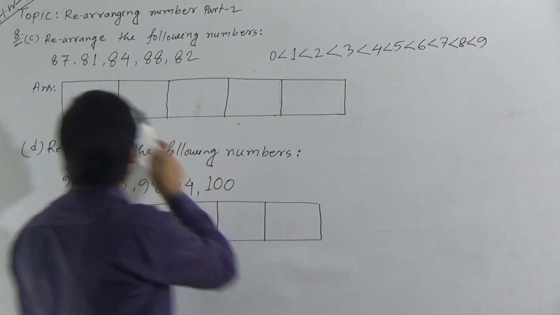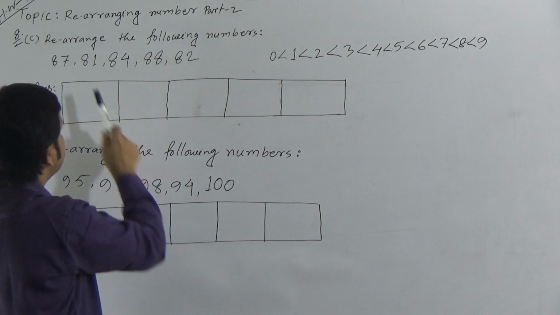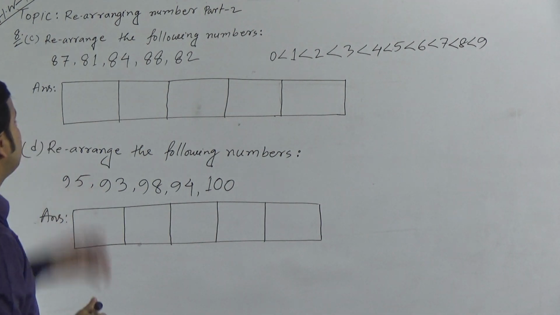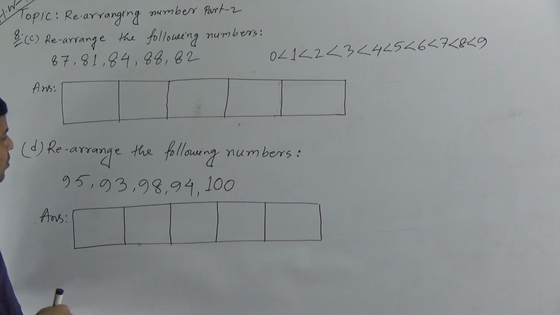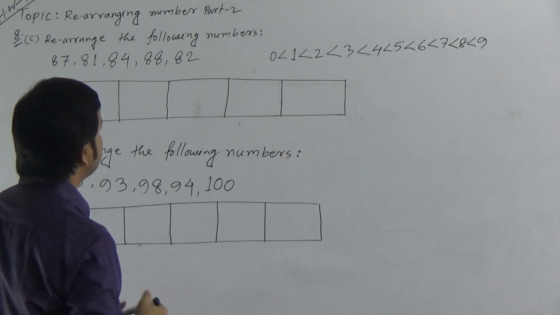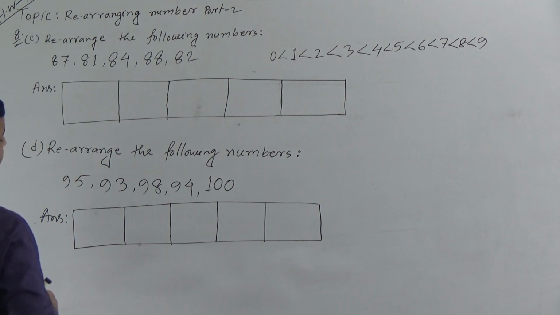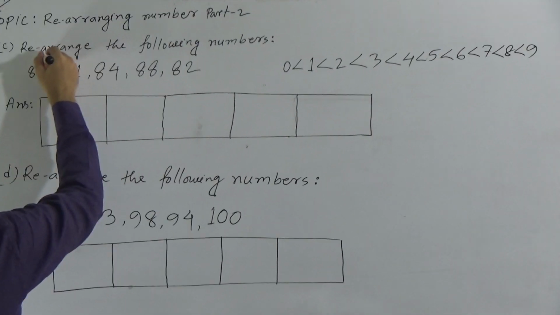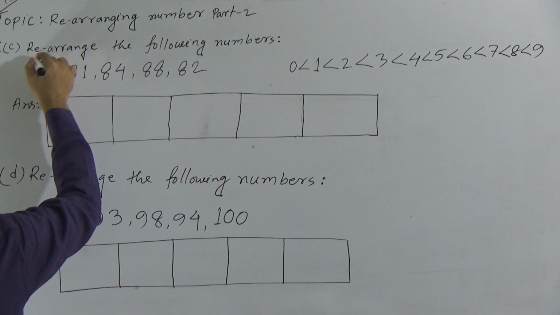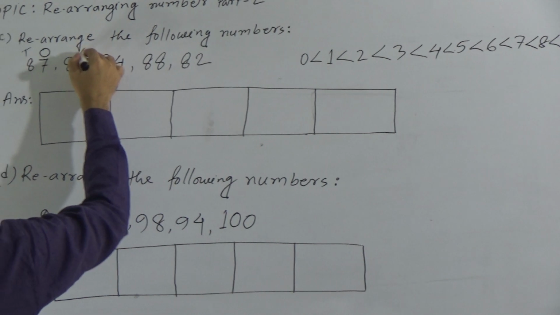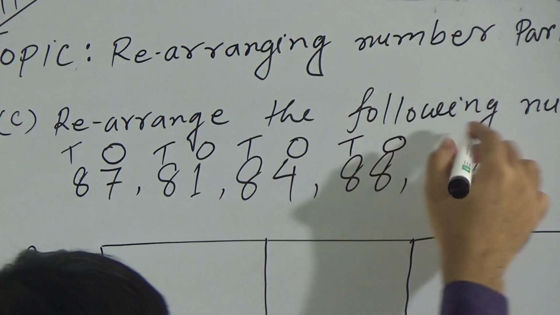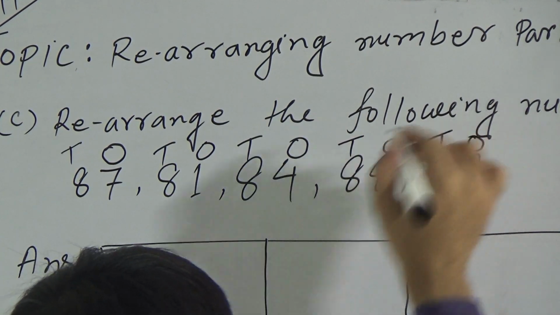But the given numbers are of 2 digits, it means each number contains two digits. When a number contains 2 or more digits, then we have to indicate the position or the place of each digit. This last digit is known as ones place and this is tens place. Ones place, tens place, ones place, tens place, ones place, tens place.